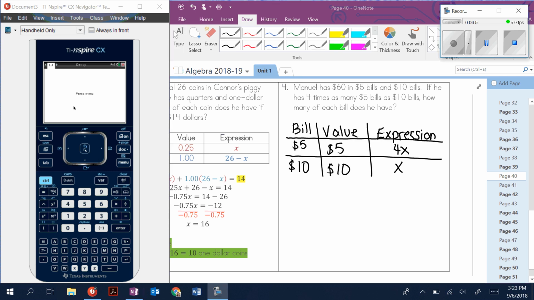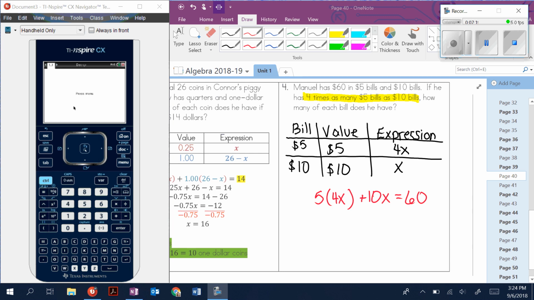All right, here she is. So we're looking at bills instead of coins, and the values were pretty straightforward in this one, which I liked. The only thing you might have gotten backwards is that it says he has 4 times as many $5 bills as $10 bills. So he has more $5 bills. That's why we're doing 4x and making the $10 bills just x. Okay, try setting up your equation.